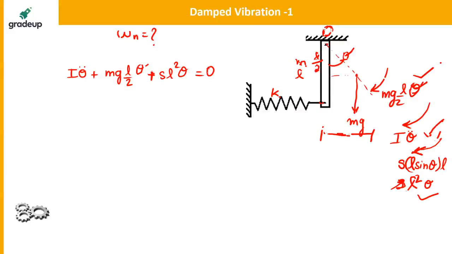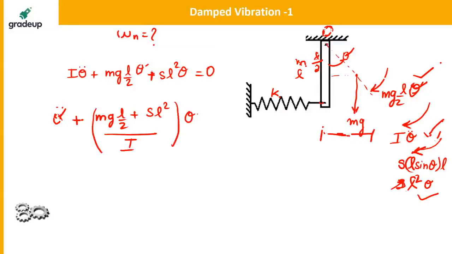Fine. Is that clear? Now you just need to rearrange the equations. So that will be theta double dot plus mg L by 2 plus S L square by I into theta. Now just apply the basic condition. Yes, definitely, Prince, I'll be explaining once again.